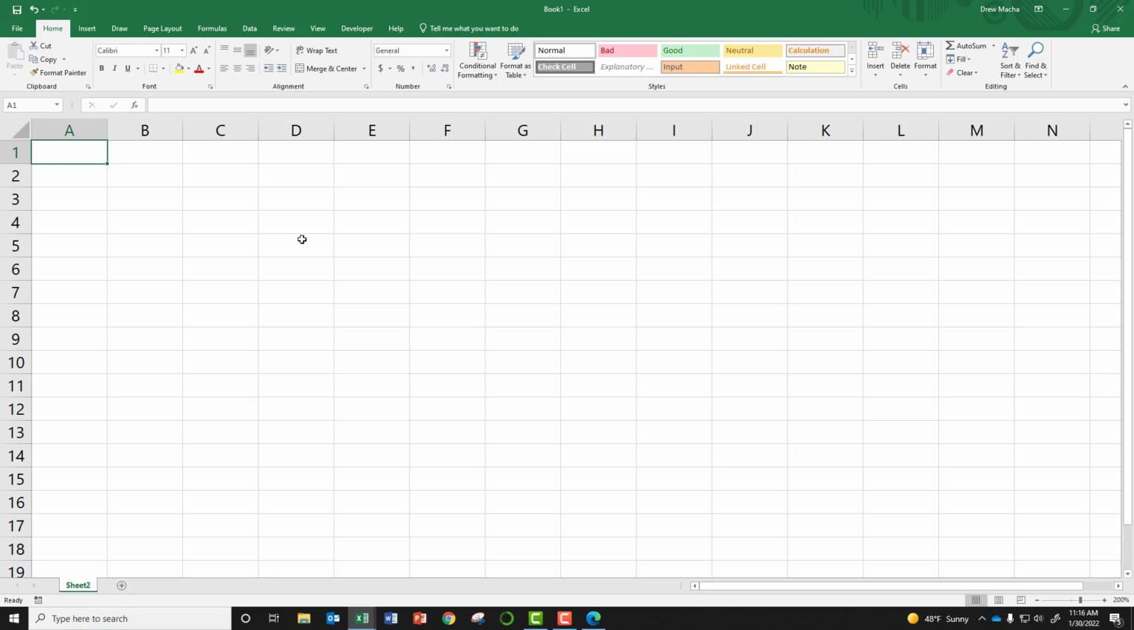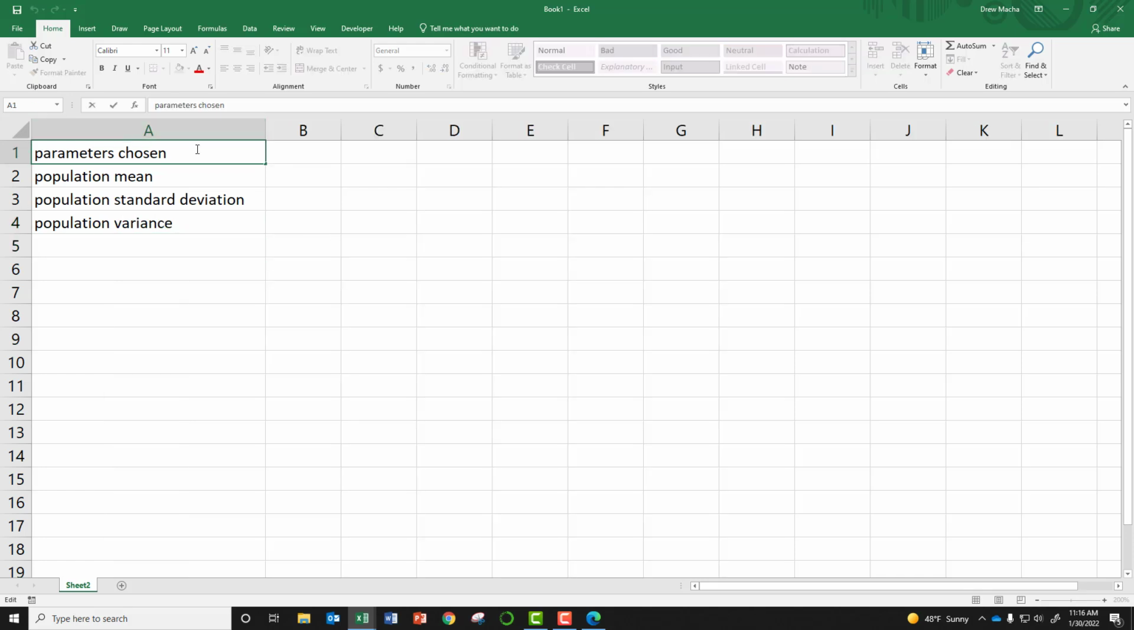So if you want to simulate a normal probability distribution in Excel, first you have to decide on what your parameters are going to be. And so one parameter you will choose is the population mean and the population standard deviation. And also we will, just for the heck of it, calculate the population variance. And so for population mean, let's just choose 50. For population standard deviation, we'll choose 10.